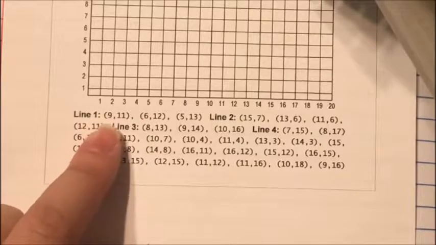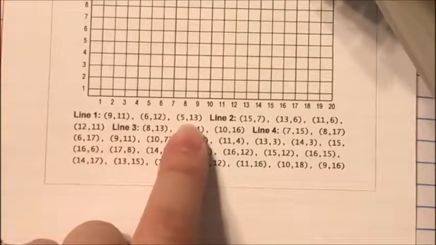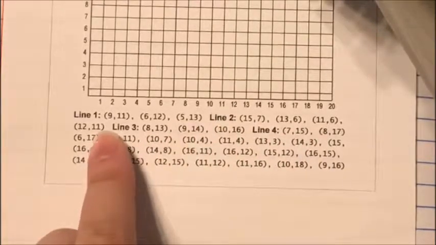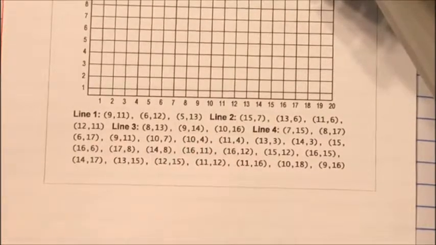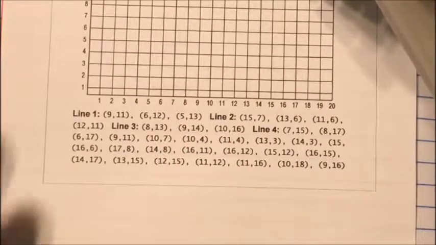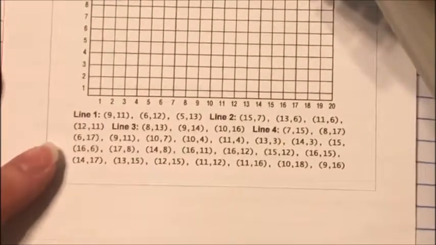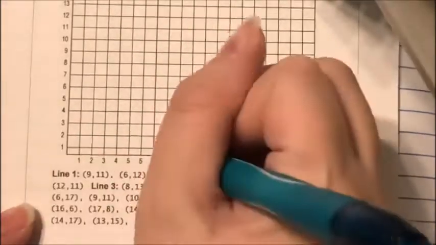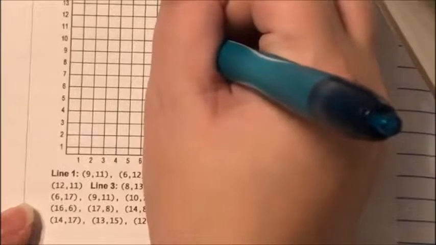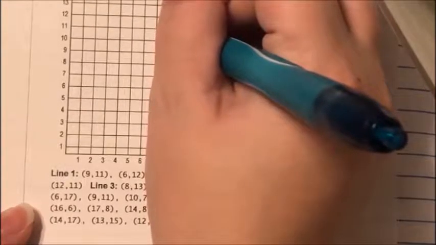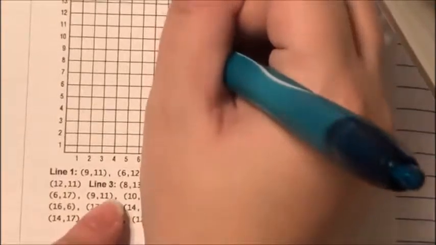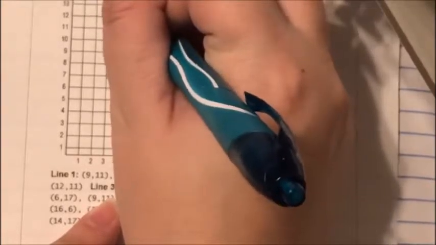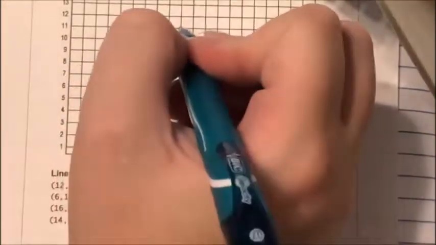So this says line 1, so you're going to connect these 3 points to each other, and then you're going to stop and take a break, and then you're going to do line 2, connect those points. Then line 3, you connect those points, and so on and so forth, okay? So I'll do line 1 first. So I have (9, 11). So I go over 9, up 11, make a point. Then I go over 6, up 12, make a point, and then I connect those two.